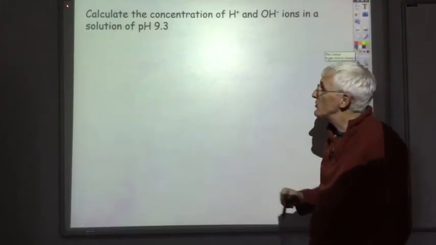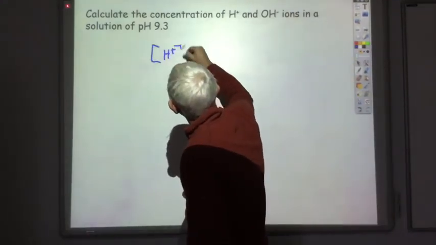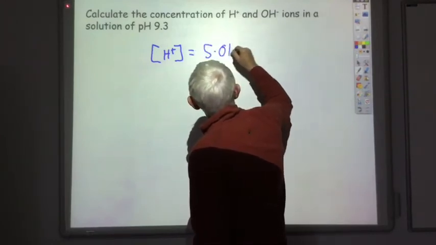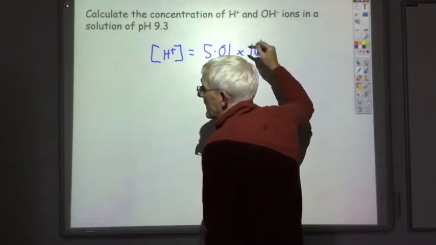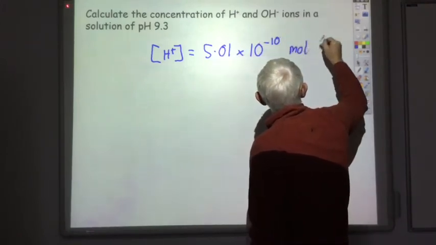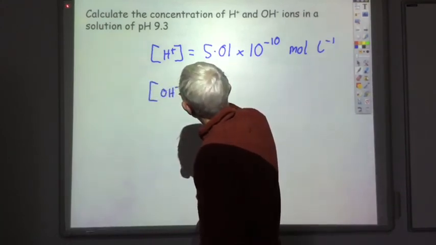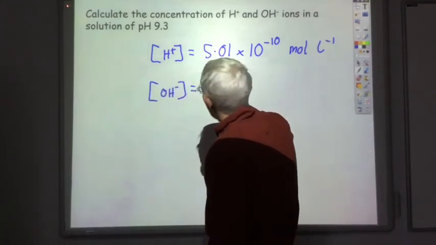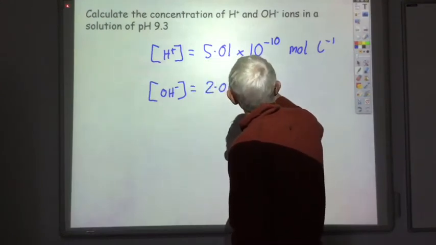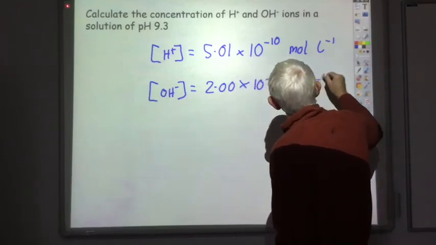Okay, so the answers you should have got were, for the hydrogen ion concentration, a value of 5.01 times 10 to the minus 10 moles per litre. And for the hydroxide ion concentration, you should have got a value of 2.00 times 10 to the minus 5 moles per litre.